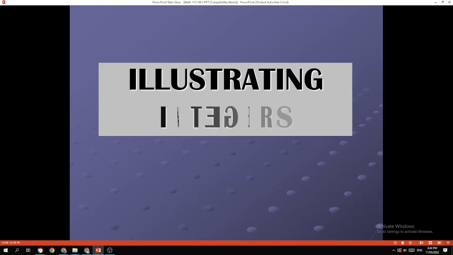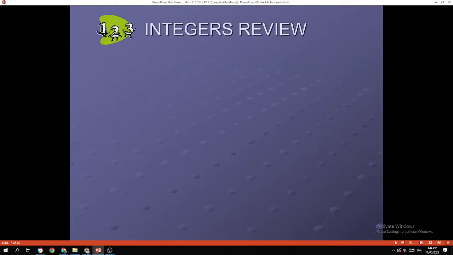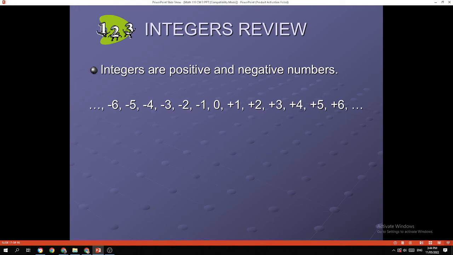Okay, let's illustrate integers now. Colored counters are useful when it comes to teaching integers. Integers, let's have a review. Integers are positive and negative numbers. There you go.